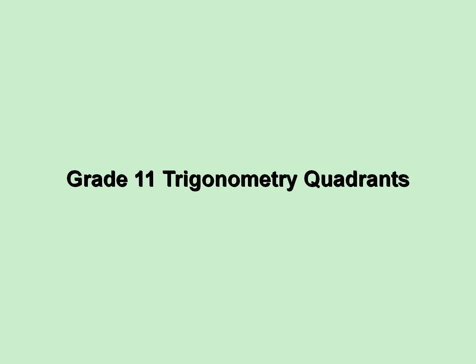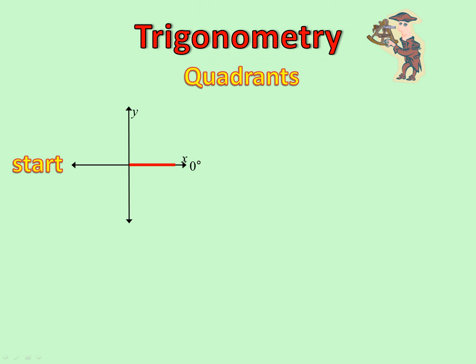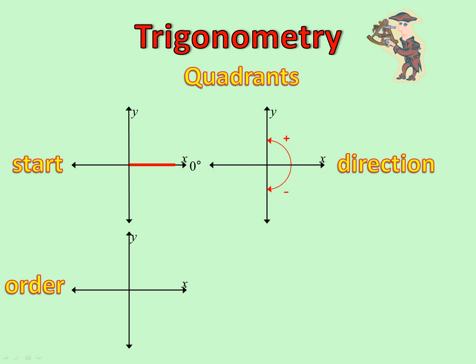The first of our grade 11 trigonometric videos taking us into the quadrants, in other words beyond the right angled triangle. There we are. We start at 0 degrees. Direction. Well, it's counterclockwise is positive and clockwise is negative. So any positive angle goes that way, negative goes this way.